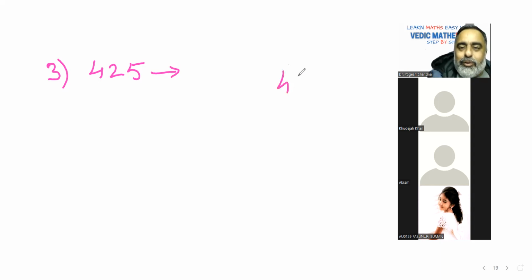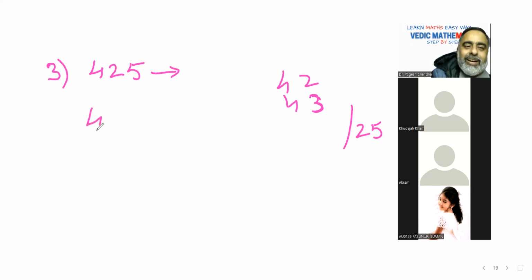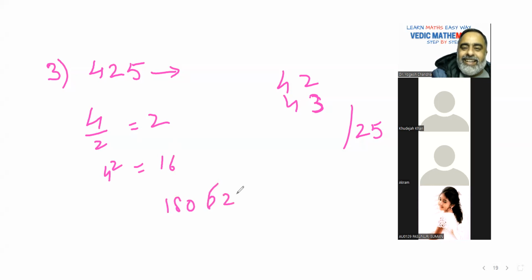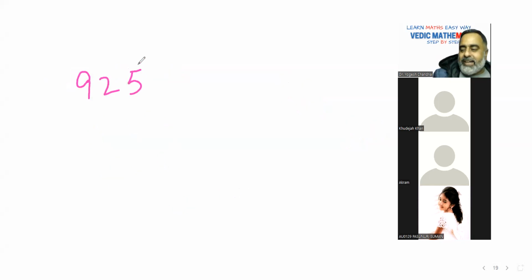Either we multiply 42 into 43 and then 25 would be there, or 4 divided by 2, 2. 4 square, 16. 16, that means 18. 18, and 180625. Got it? Any doubt now? Let's take a big number. 925 is fine. I'll be back in 1 minute. 855625. Very good.